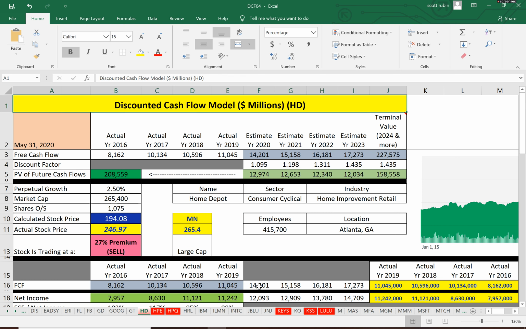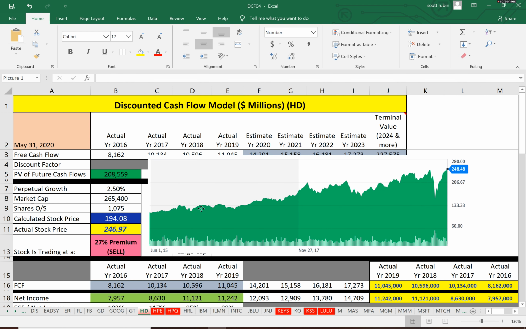Now let's see what the future cash flows are. We did 4 years of future free cash flow. Then we did a terminal value, which is all the years beyond year 4. And we used a Gordon growth model for that. We discounted those numbers back to today. And the value of the company is $209 billion. And when you divide that by a billion shares, we get a stock price of $194. Even though it's trading at $247, so this is considered a sell. It's trading at a 27% premium.